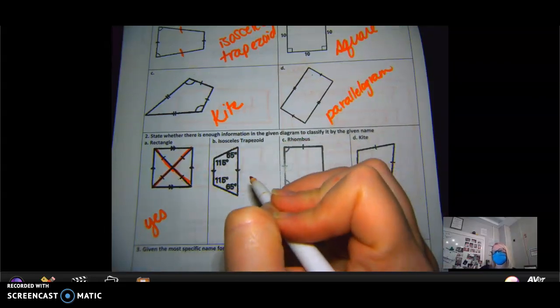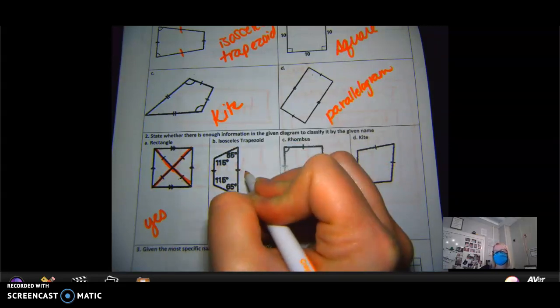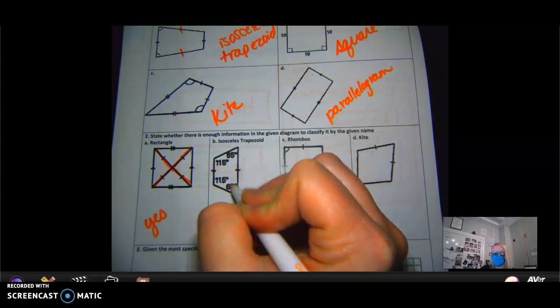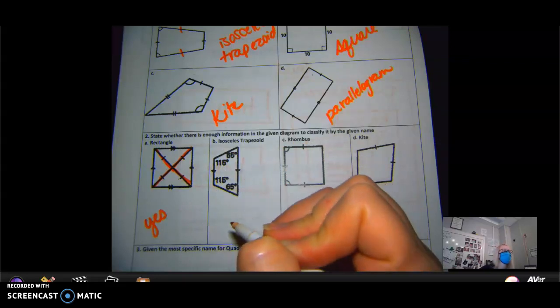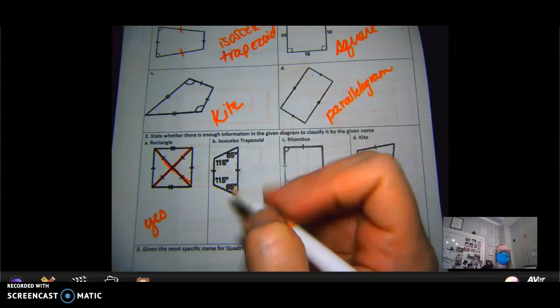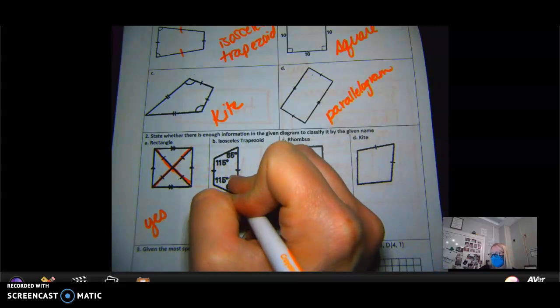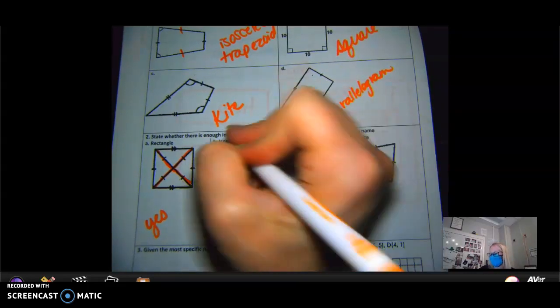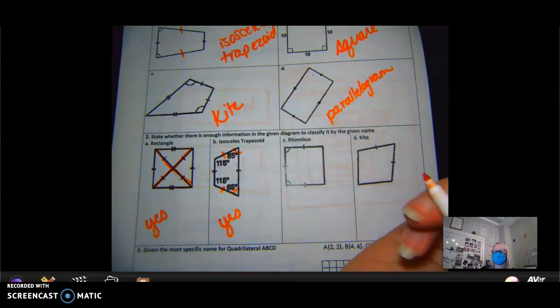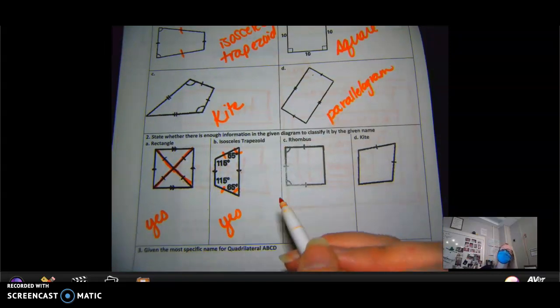Okay, next one, isosceles trapezoid. So it's showing me one set of parallel sides. It's showing me that this is congruent to this and this is congruent to this. So can I name it an isosceles trapezoid? Yes, by definition I can. Because I have this base angle congruent to this base angle, which makes this side congruent to this side. And we have one set of parallel lines.